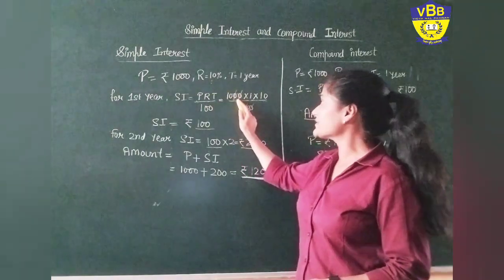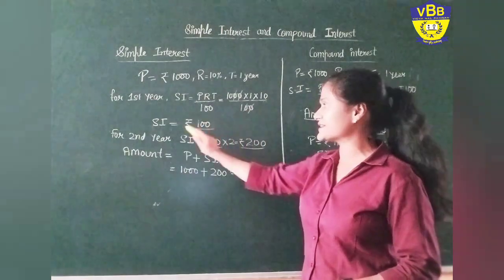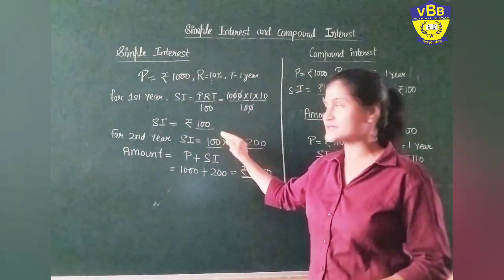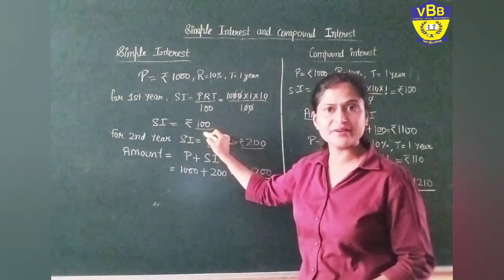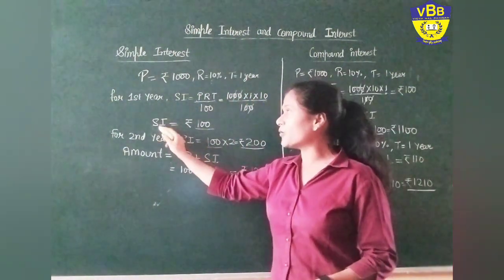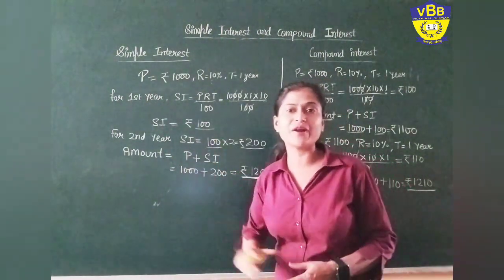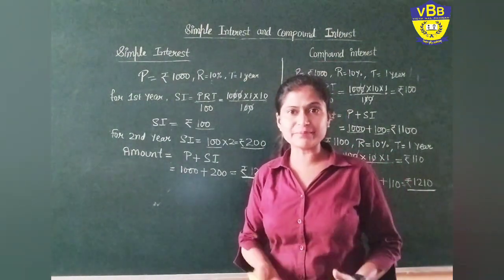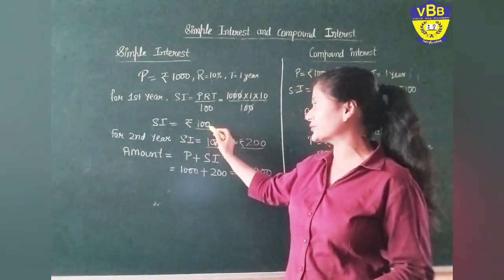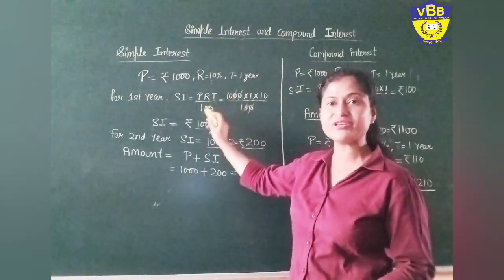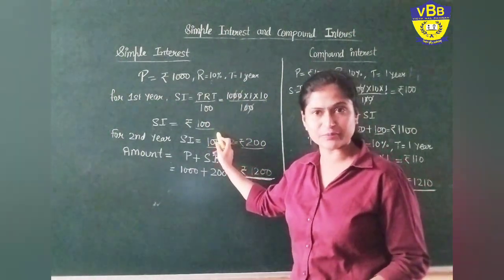When we put the values in place of P, R and T, we get simple interest as 100 rupees, because the zeros cancel out, 10 into 10 becomes 100 rupees. For the first year, simple interest will be 100 rupees. Now we want to find the simple interest for the second year. It will remain the same. SI is equal to P into R into T upon 100. The value will remain the same for the second year, that becomes 100 rupees also.